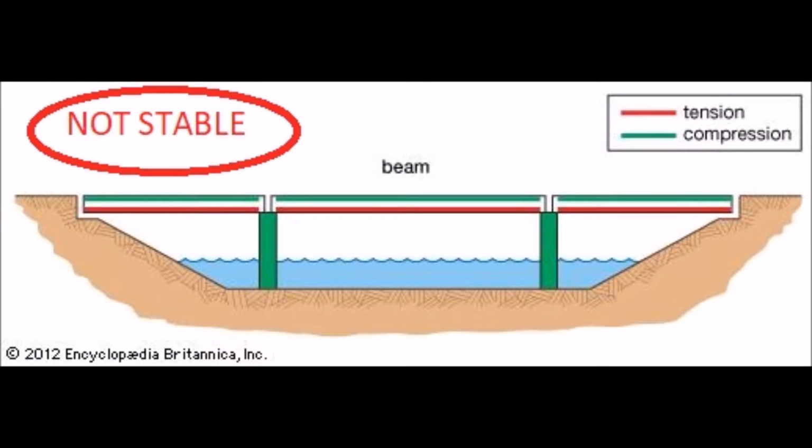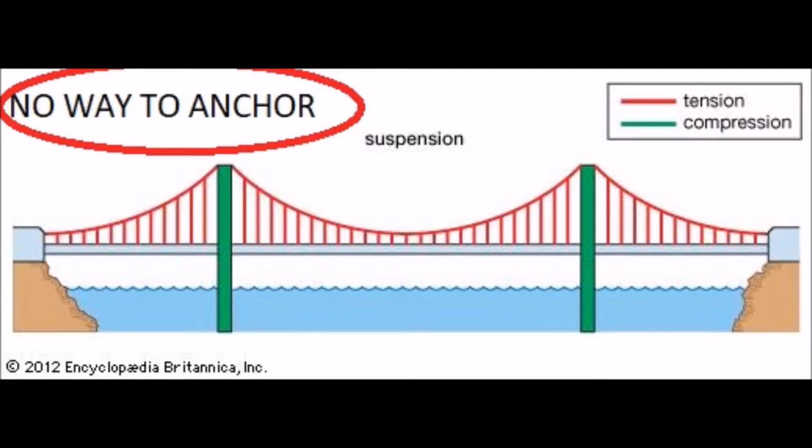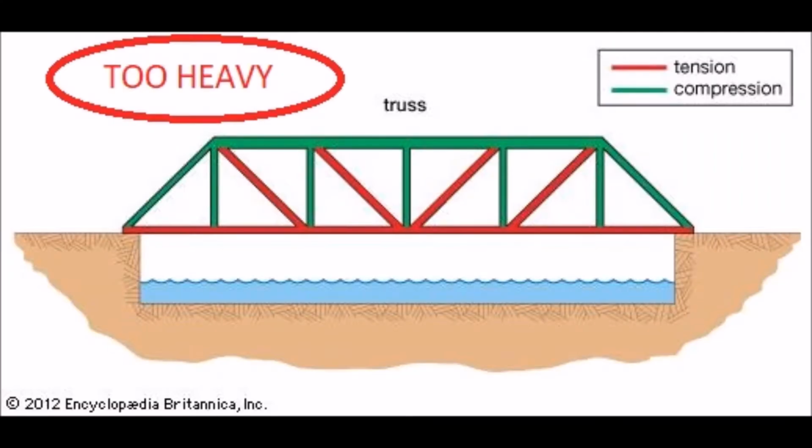A beam bridge wouldn't be able to stay stable when it is broken into sections. A suspension bridge would be too difficult because the anchorages wouldn't fit within our weight limit. Trusses are easy to build, which is attractive with our time limit, but they are very dense, which would be difficult given the weight limit.